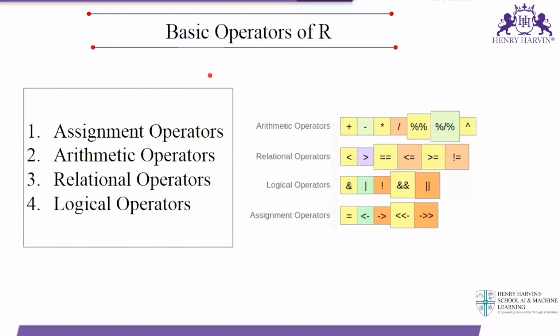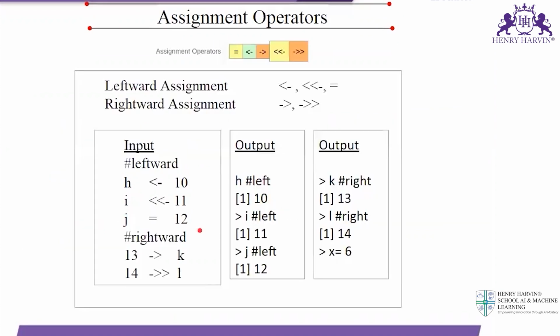There are four types of operators that are used in R. They are assignment operator, arithmetic operator, relational operator, and logical operator. So let's start with assignment operators. Assignment operators are used to assign a value to a variable.